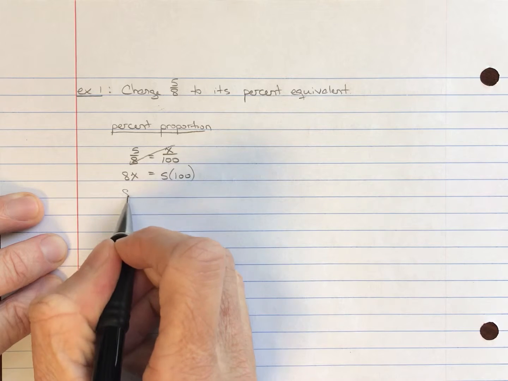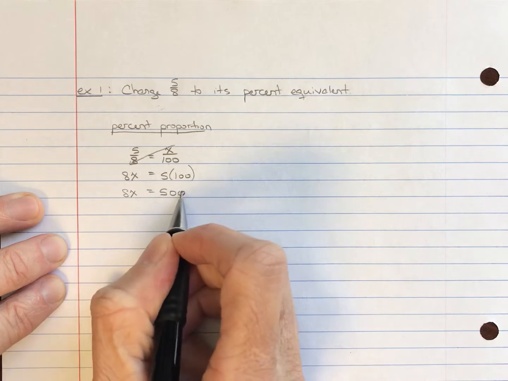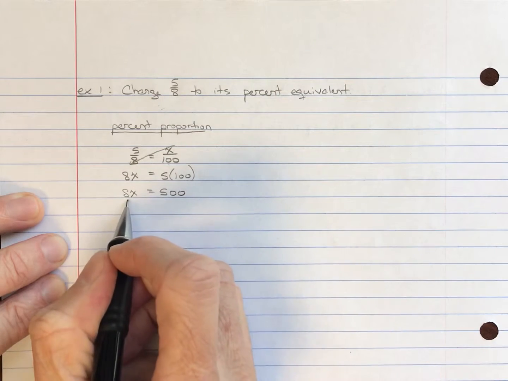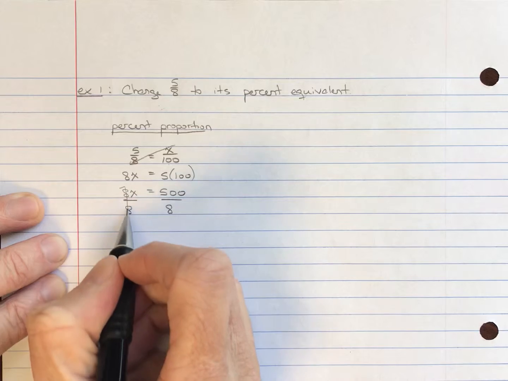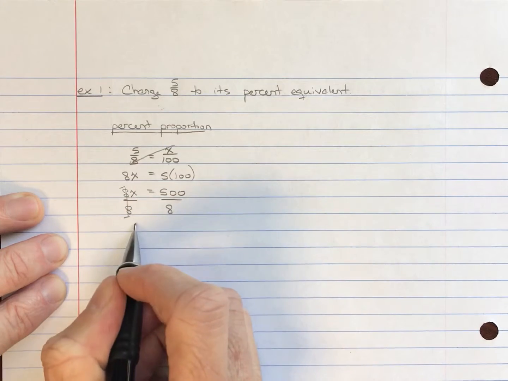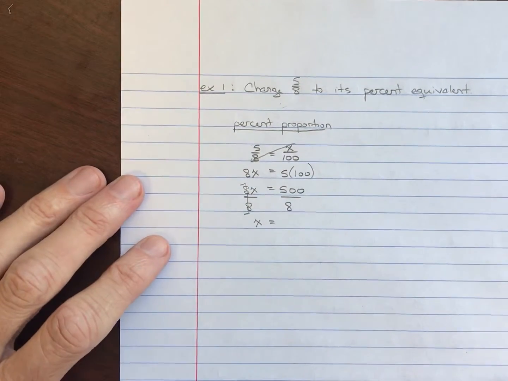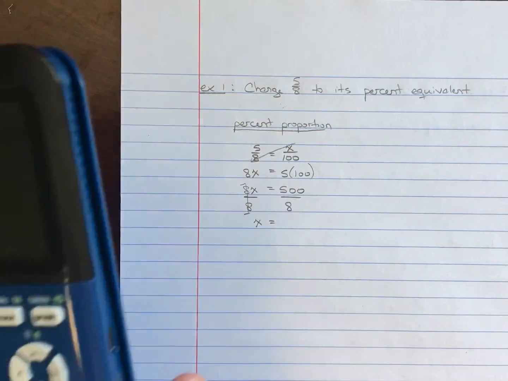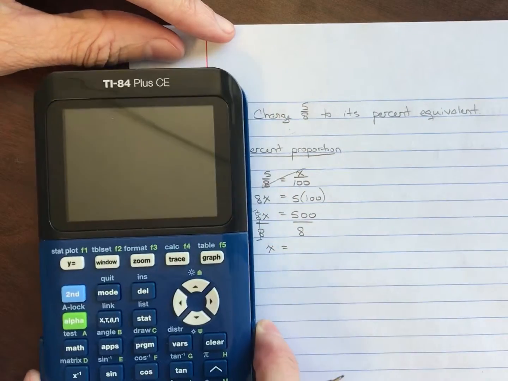I'm going to rewrite this, and I'm going to do the math on the right. 5 times 100 is 500. And then we can solve for x by dividing both sides by 8. So we have an x, and I'll need a calculator for this next part. So I'll come over here and pull in my calculator. I think I got it in there.